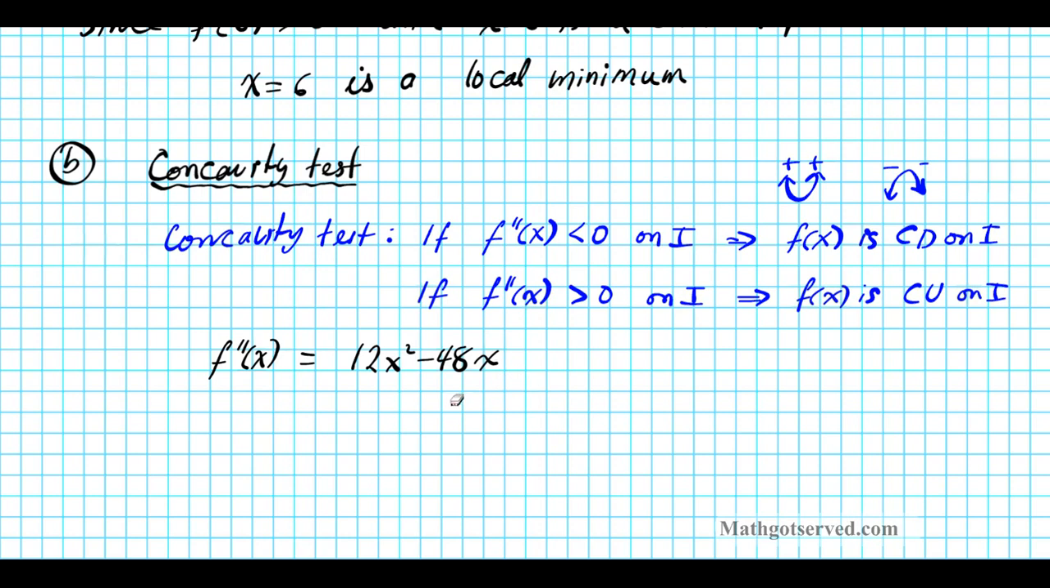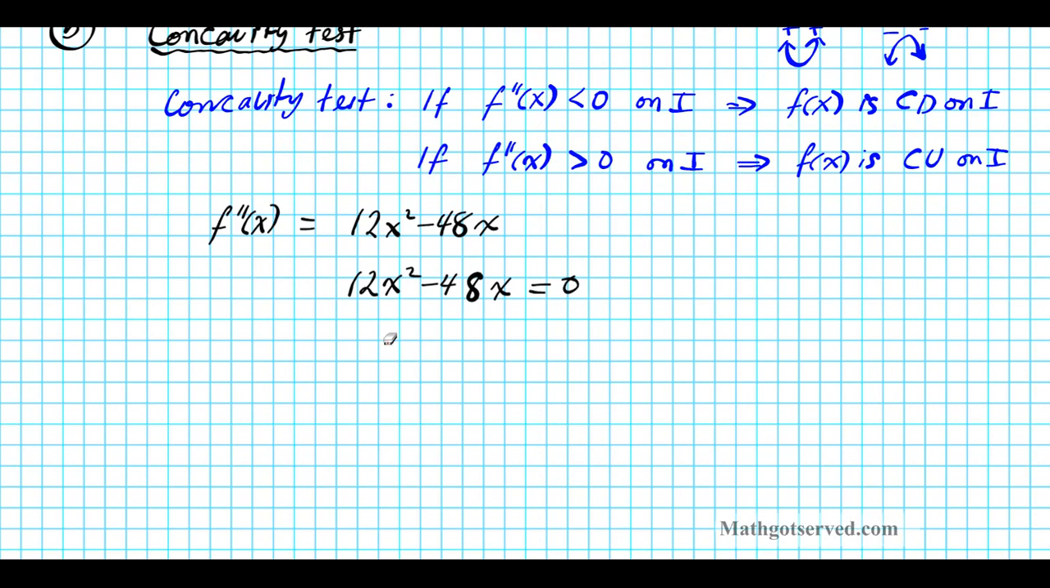Oh, we just set it equal to 0, right? Because when you have a value of 0, you have no sign. Set this equal to 0, factor and solve. You can factor out 12x here, and we have x minus 4 equals 0. If you solve this using the zero product property, you have x equals 0, and then x equals 4.